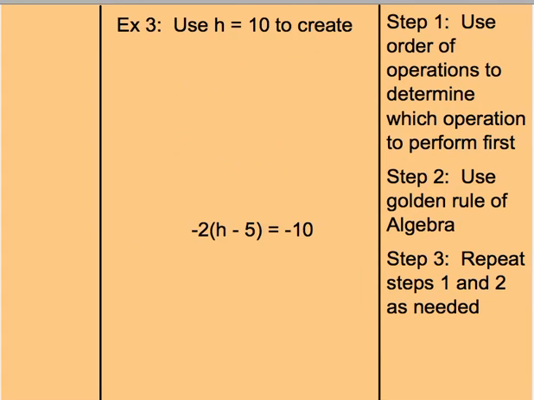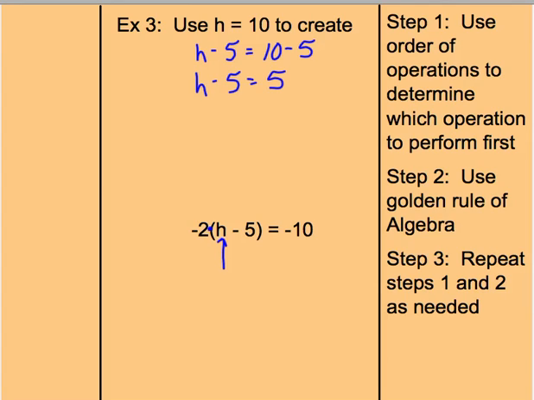All right, step 1, use order of operations to determine which operation to perform first. So looking at my answer down here, if I substituted for H, the first thing I would do is inside the grouping symbols, I would subtract 5. Now notice that my two operations are multiplication right here and subtraction. But that grouping symbol means I would perform the subtraction first. So using the golden rule of algebra, jumping back up to my H equals 10, I'm going to subtract 5 from both sides of the equal sign first. Simplifying the right-hand side.